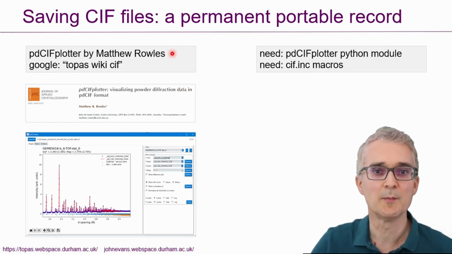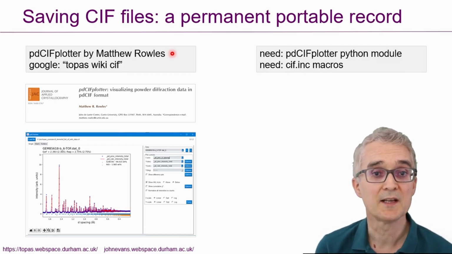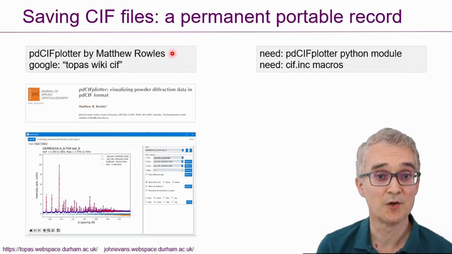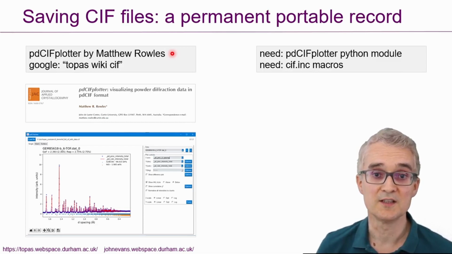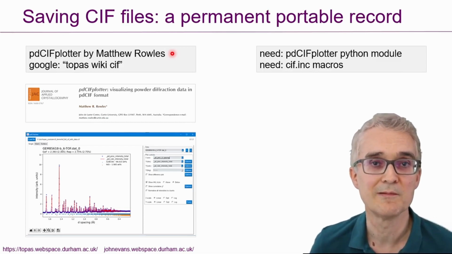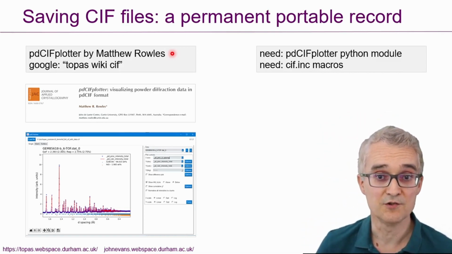There's been a beautiful publication by Matthew Rolls from Australia on creating CIF files from Topaz, and also a new piece of software called PD CIF plotter, which you can use to interrogate the results of those CIF files. I really think that Matthew's work here is going to change the way that the powder diffraction community use CIF files, and it'll certainly change the way that the Topaz community use them. So I want to go through how to use PD CIF plotter in this tutorial.